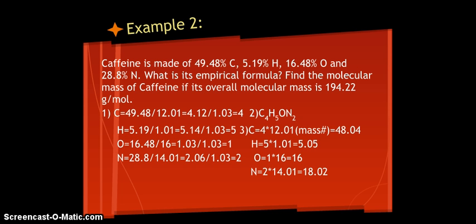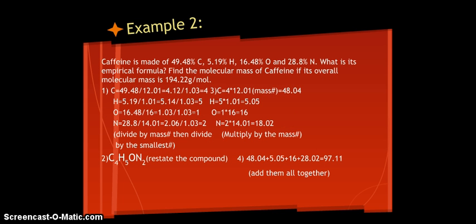Next, we have to times the mass. So we use C equals 4 times 12.01 equals 48.04. H equals 5 times 1.01 equals 5.05. O equals 1 times 16 will give us 16. N equals 2 times 14.01 equals 28.02. Then we have to add them together. We use 48.04 plus 5.05 plus 16 plus 28.02 equals 97.11.